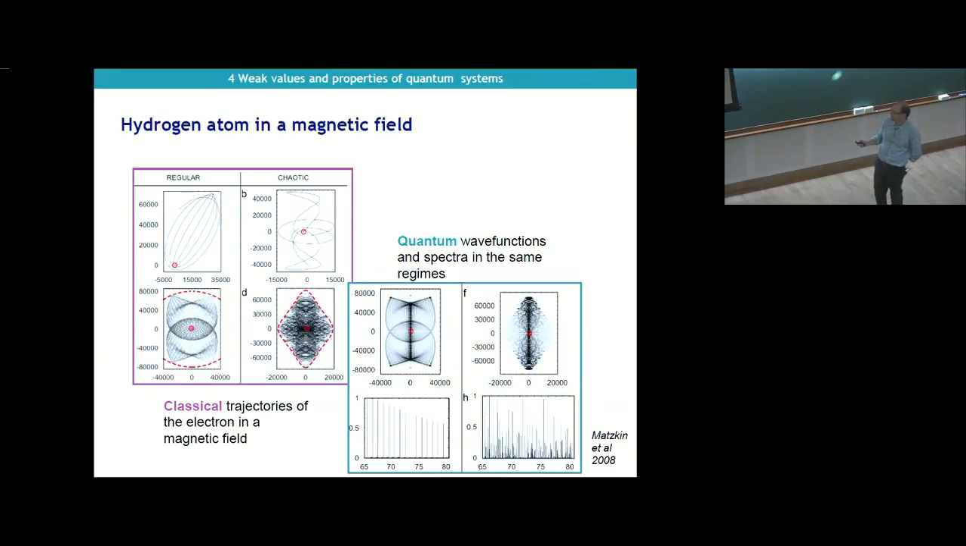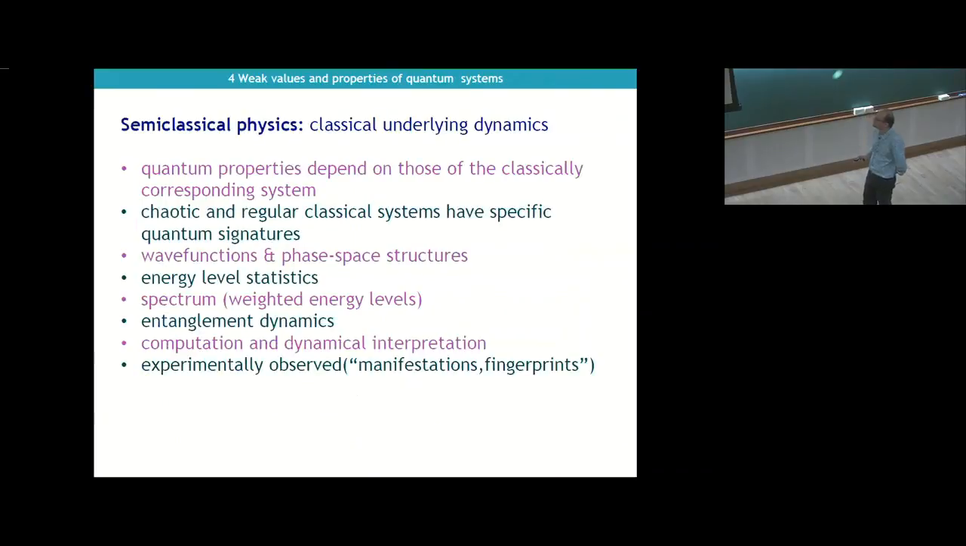And if you change the parameters so that the corresponding classical system is in the chaotic regime, then this is what a typical wave function will look like. So as you see, the correspondence is even visually visible. This shows that the trajectories of the semiclassical propagator are very relevant to describe these quantum systems. So what has been shown is that there is a correspondence between the quantum properties and those properties of the classical corresponding system.